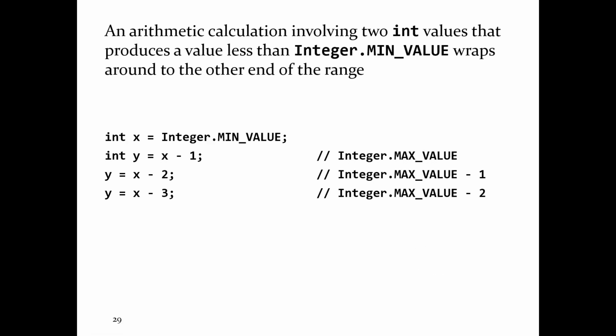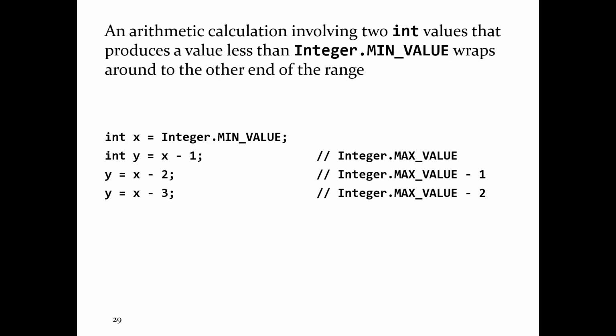The same thing happens if you do a calculation and the calculation wraps around on the negative end. Right? So if we start at min value and we subtract 1, that causes wraparound to integer max value. If I start at x and subtract 2, subtract 1, so that wraps around to max value, and subtract 1 more, so that's max value minus 1. X minus 3: start at min value, subtract 1 to max value, subtract 1 more, and then subtract 1 more. So that's integer max value minus 2.